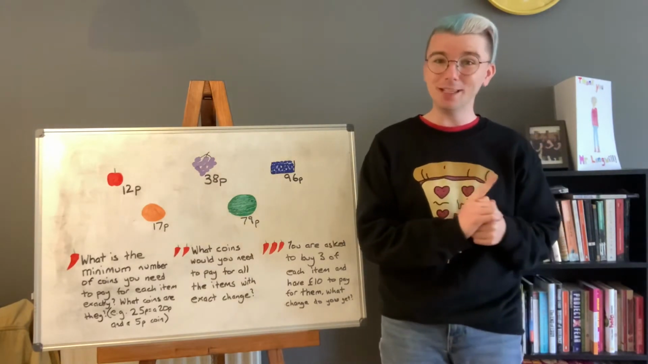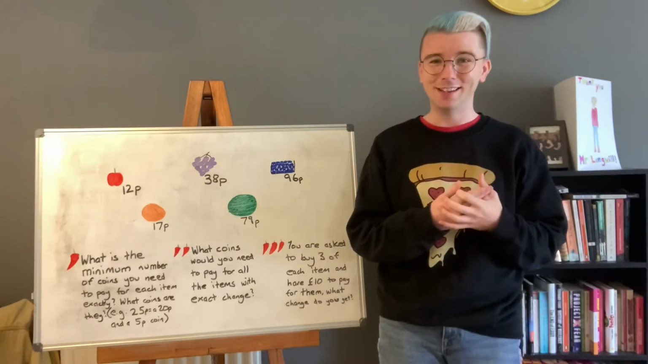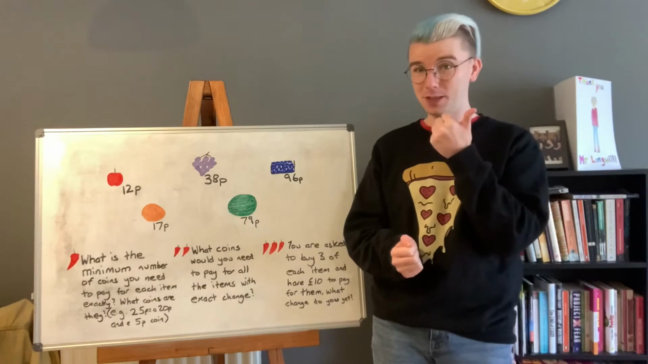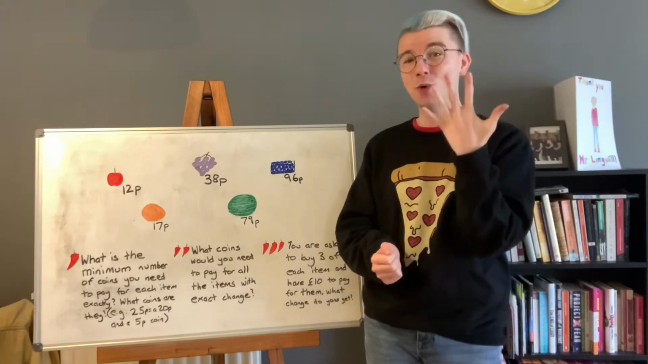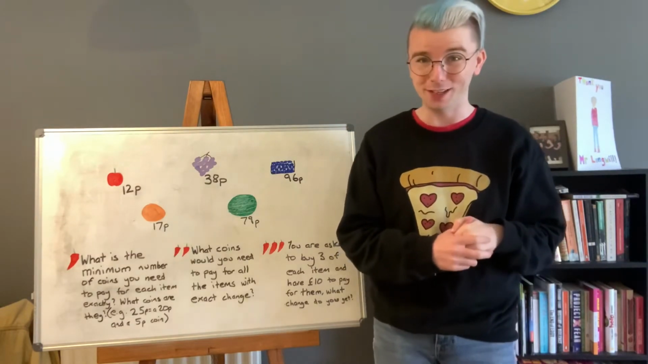This costs 96 pence. How many coins do you think it will take to pay for that? It takes 5 coins again, and it's 50 pence, 2 20 pences, a 5 pence and a 1 pence. That's the minimum number of coins you would need to pay for our blueberries.